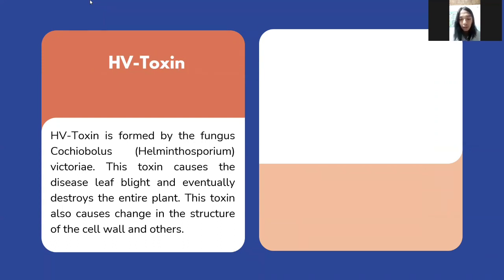HV toxin. HV toxin is formed by the fungus Bipolaris (Helminthosporium) victoriae. This toxin causes the disease leaf blight and eventually destroys the entire plant. This toxin also causes changes in the structure of the cell wall and others.